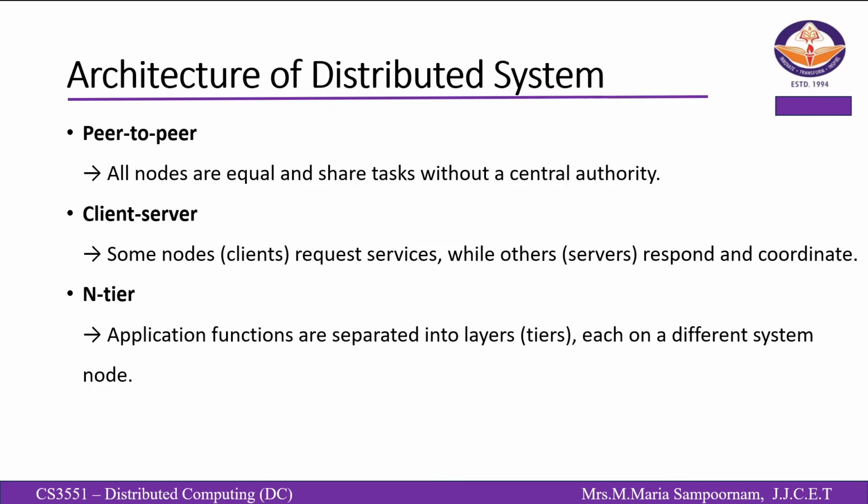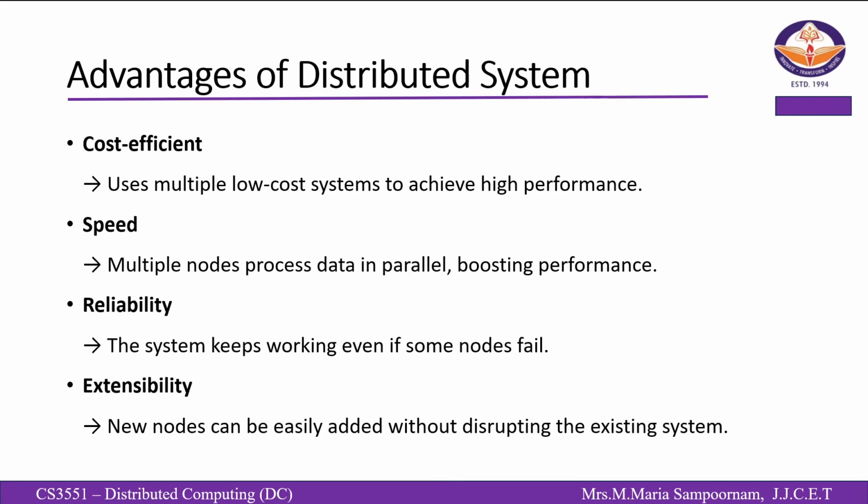Architecture is like a decentralized system. The first one is peer-to-peer, the second one is the client-server model, then the entire model is available. That is, application functions are separated into layers, each on a different system node.